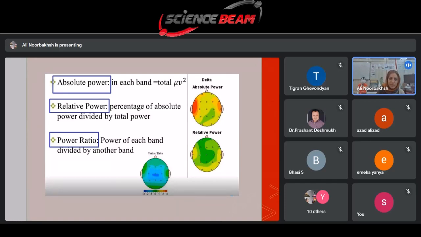We can see these keywords in the NeuroGuide software: absolute power, relative power, and power ratio. Power of each band divided by another band means power ratio. One of the most important power ratios is the theta beta ratio. You know that with the theta beta ratio, we can detect ADHD disorder with this parameter.